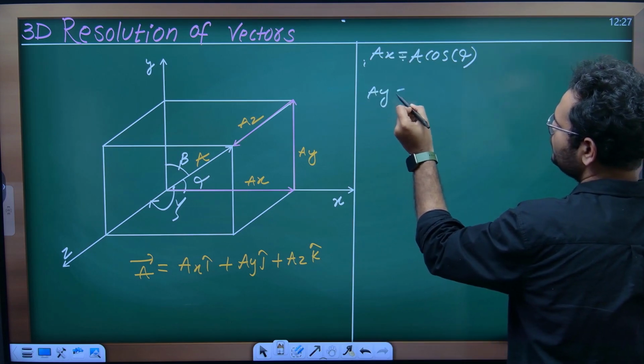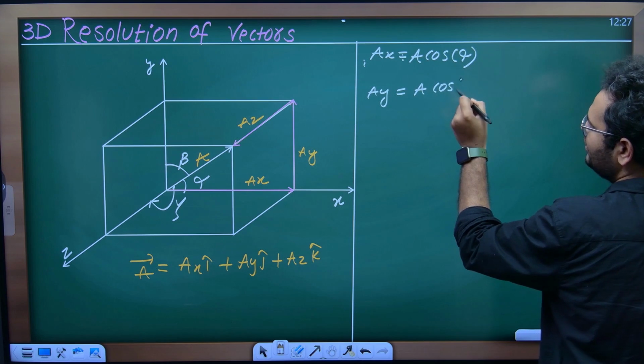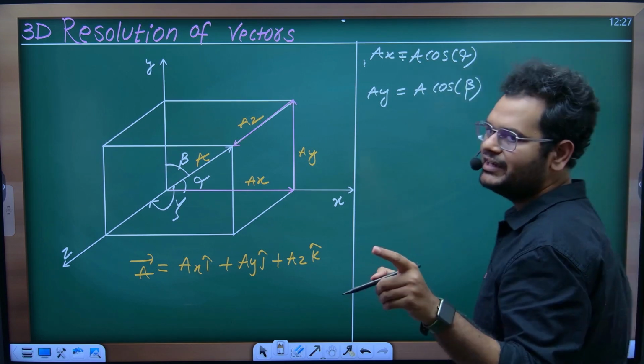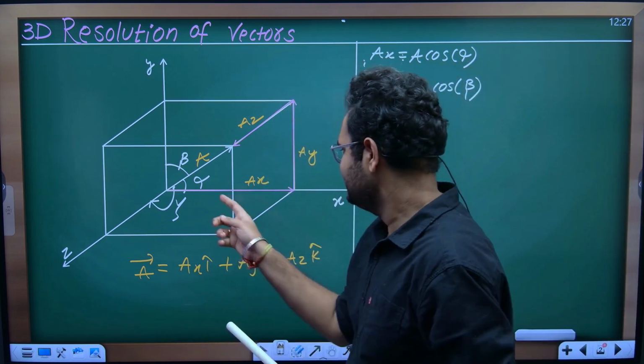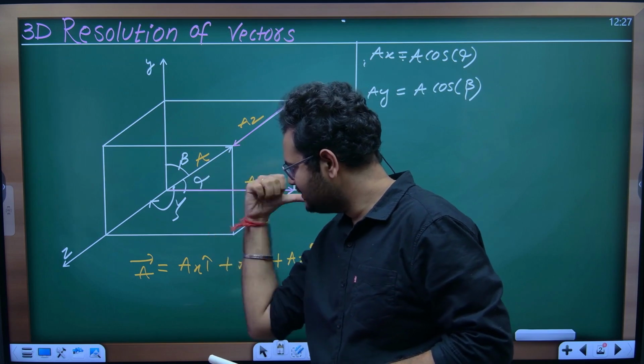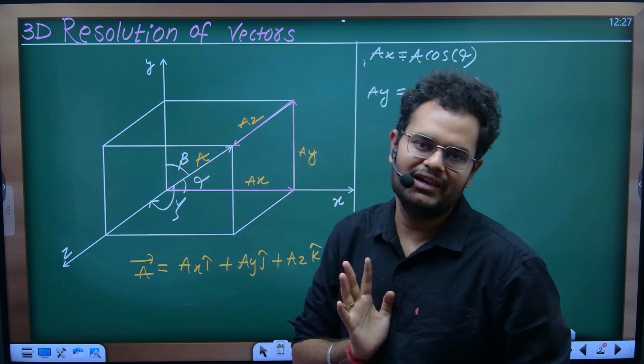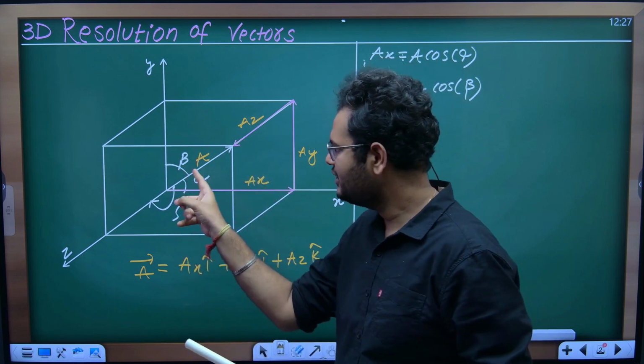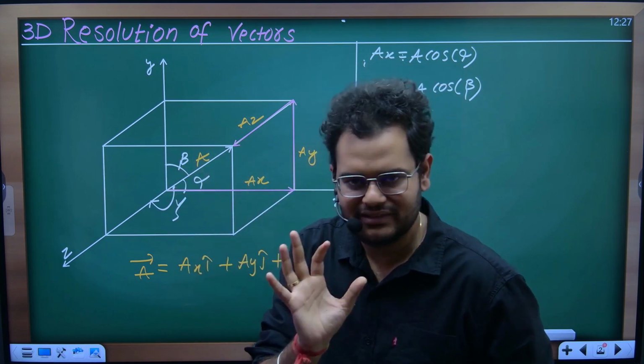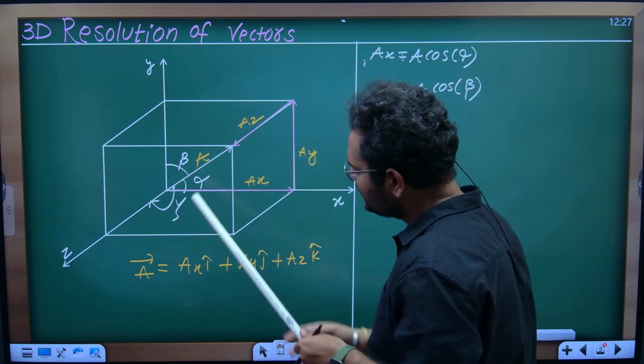Ay is equal to A cos beta. Sir, why didn't you write sine? Because, see, cos alpha is this component. If in terms of alpha I want to write, then sin alpha I can write. But cos beta is also fine because we are interested in the angle with the y-axis. Okay. Sir, how to find the z component?